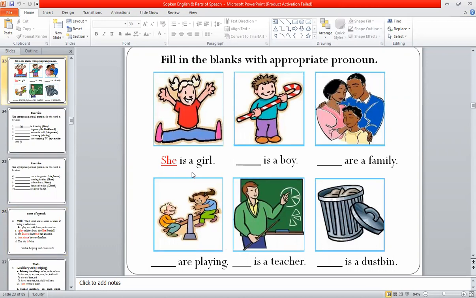Then let's do some exercises. The first exercise is fill in the blanks with appropriate pronoun. Okay, so let's see it. The first example they have solved. There is a picture of a girl and she is a girl. So this is the first example. Then next, there is a boy. Okay, so which pronoun will we use here? The boy is having a hockey stick in his hand. So which pronoun will we use here?